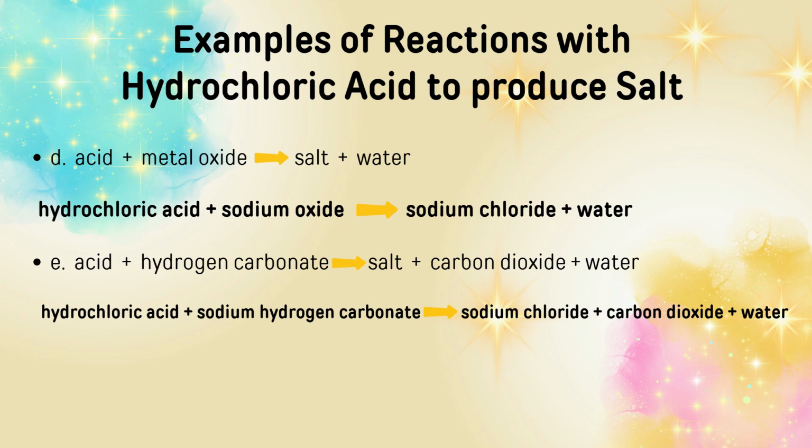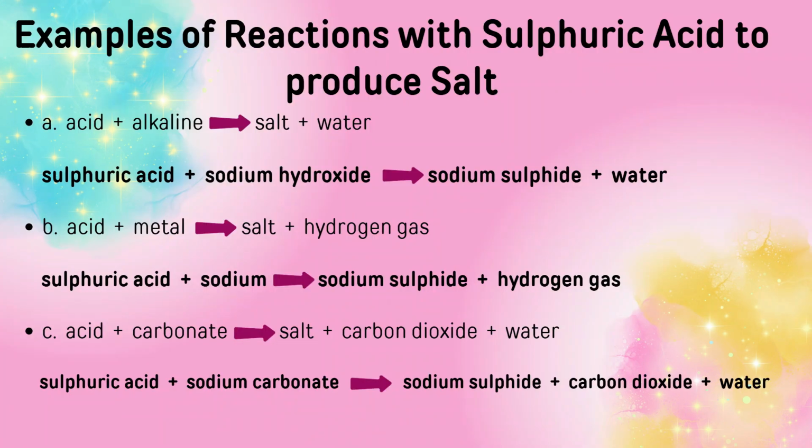Here we have hydrochloric acid reacting with sodium oxide to give you sodium chloride plus water. And then we have hydrochloric acid plus sodium hydrogen carbonate to give us sodium chloride plus carbon dioxide plus water. Simply follow the information above to get your answers.